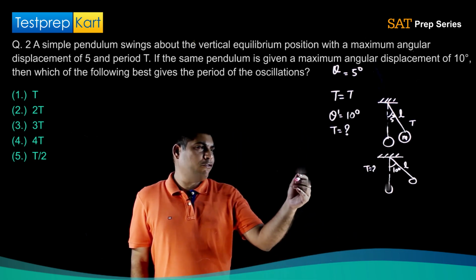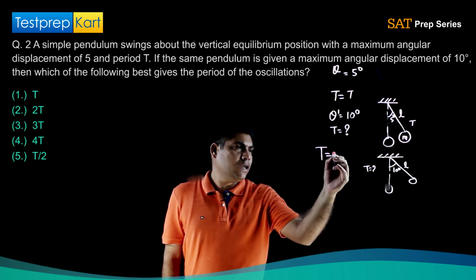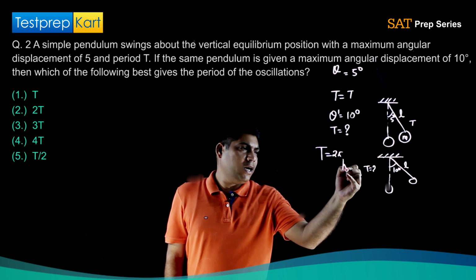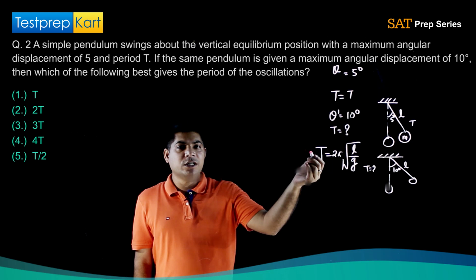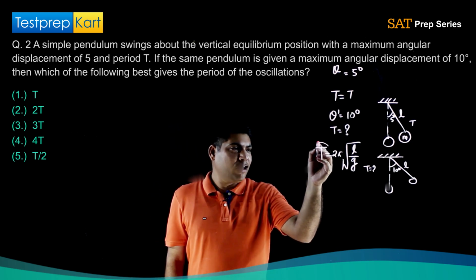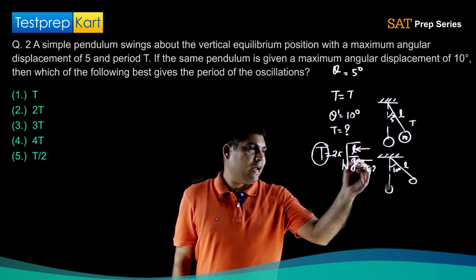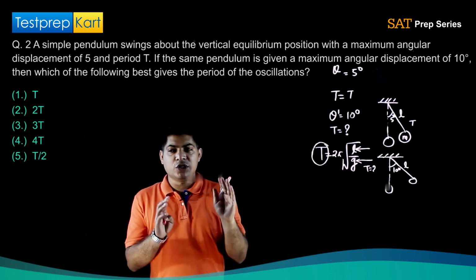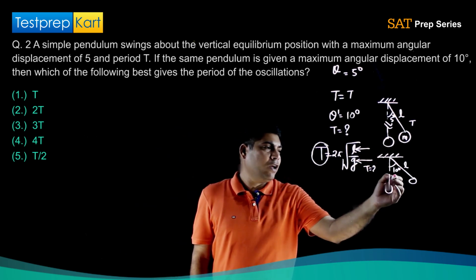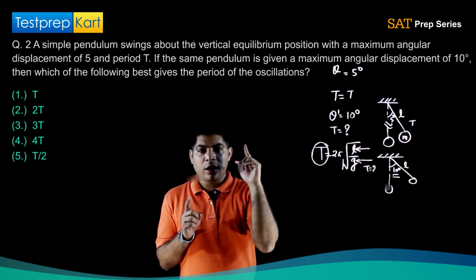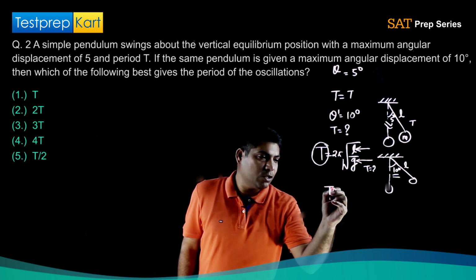So let's look at the formula for the time period of a string-bob situation, that is 2 pi under root L over g. From this equation we can see that the time period of a pendulum depends on the length of the string and gravitational acceleration. There is no dependence on the angle of displacement, whether it is 5 degrees or 10 degrees. So the total time period of this pendulum will remain the same, that is equal to T.